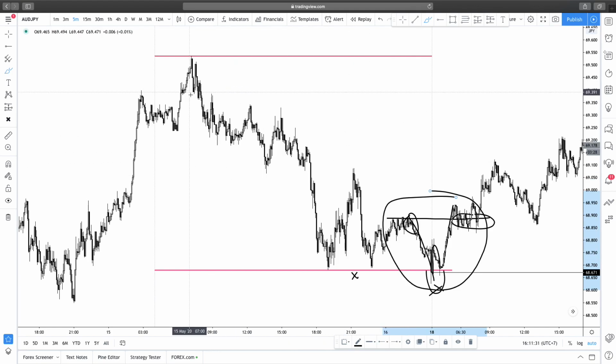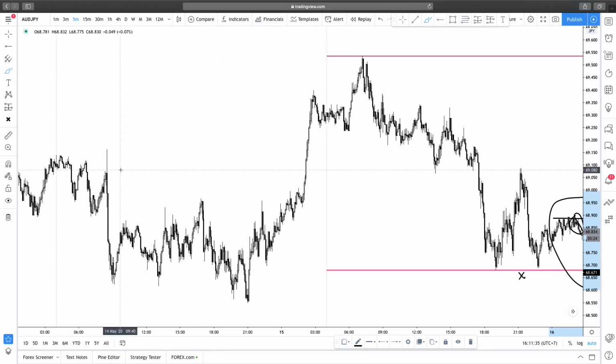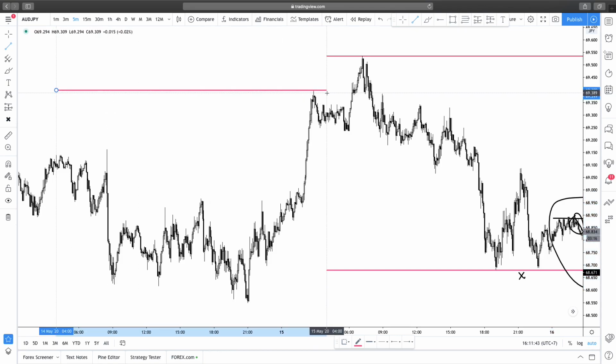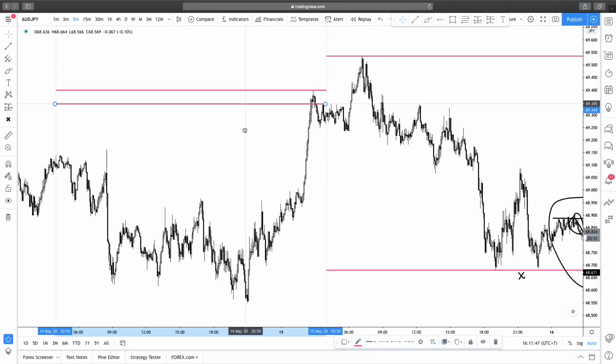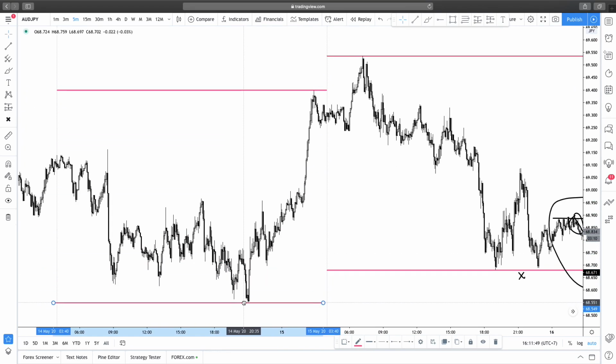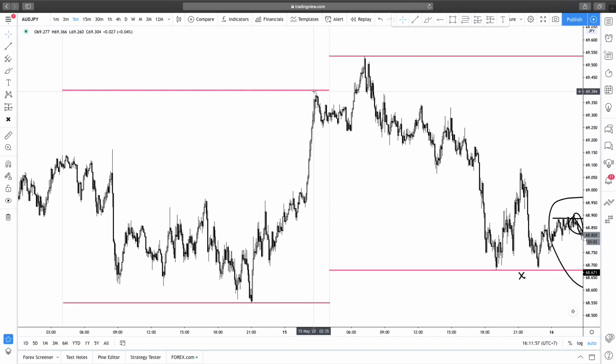Now, if we go a little bit further back, what happened on Thursday? What happened on Thursday? So this is great if you're a scalper. We had a low form. Late on in the session, in the New York session, price drove higher and created the high for the day. What happened when Friday morning opened?